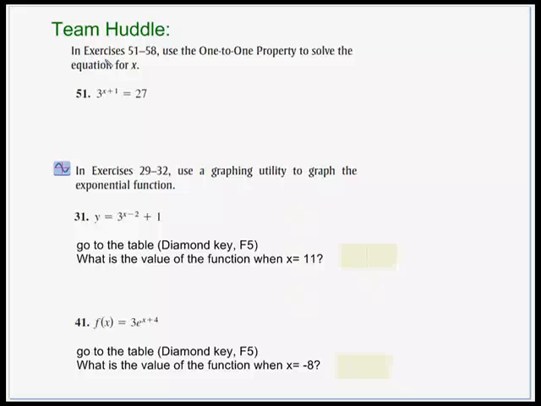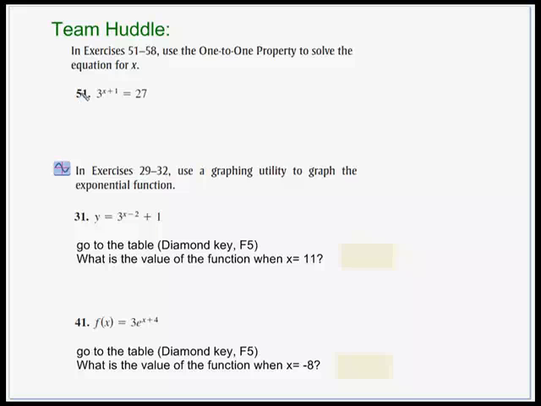So for some practice problems, first use the 1-to-1 property on number 51 and solve for x. In the next two, it says use a graphing utility to graph the exponential function. And then I put in a little extra there. Go to the table, diamond key F5. What is the value of the function when x is 11? And for 41, you're going to do the same thing. What is the value of this exponential function when x is negative 8? So pause the video, try the practice problems, and then start it back up and see if you got them right.